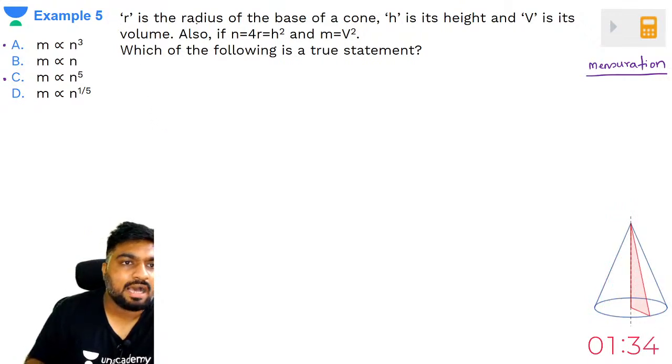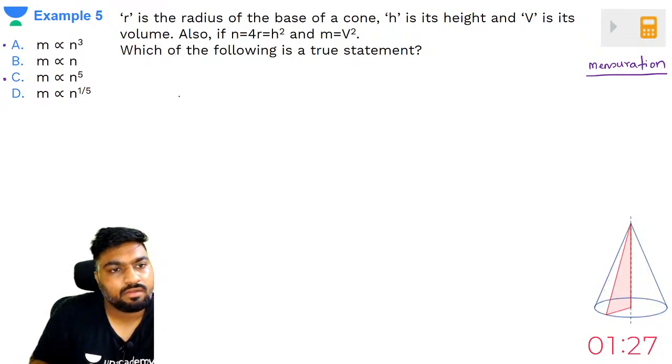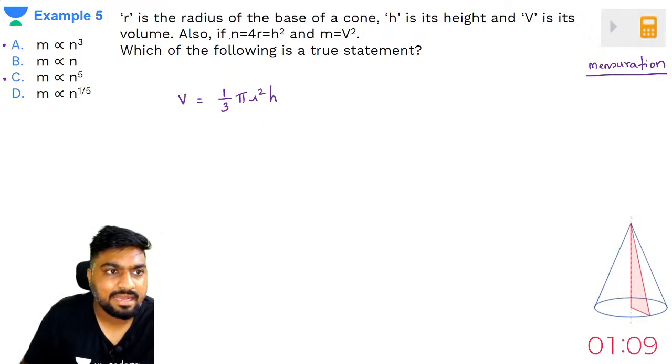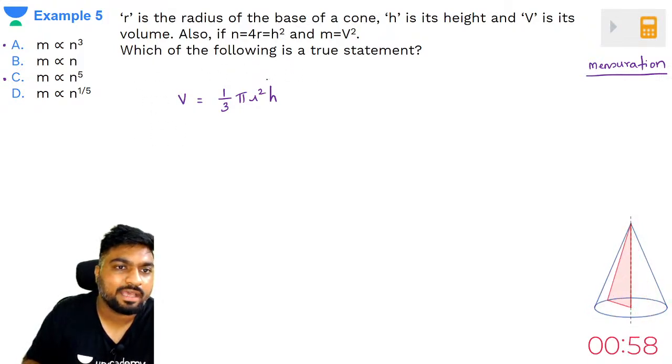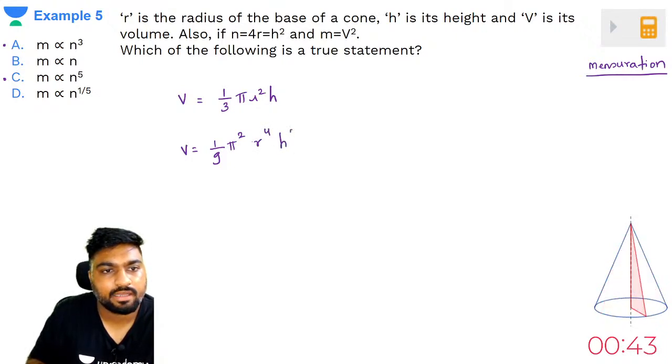Okay, look at this. R is the radius of the base of a cone, H is its height, and V is its volume, right? What do we know? We know that volume of a given cone is what? 1 by 3 pi r square h. Now what are they saying? They're saying n is 4 times r, and n is also h square. So what are we going to do? First, let's take the square of this, because we square all that. So if I square this entire thing, what will happen? V square will be 1 by 3 whole square, 1 by 9. This will become pi square, this will become r power 4, and this will become h square. Correct?